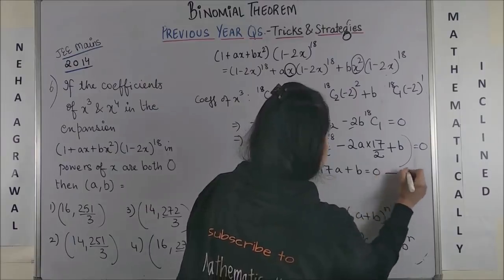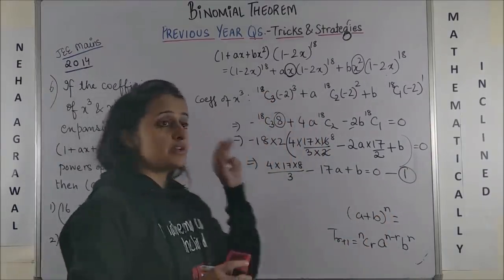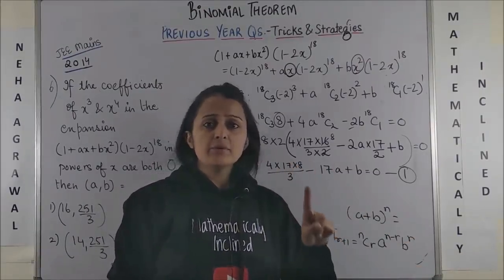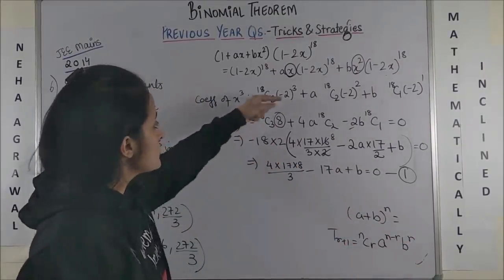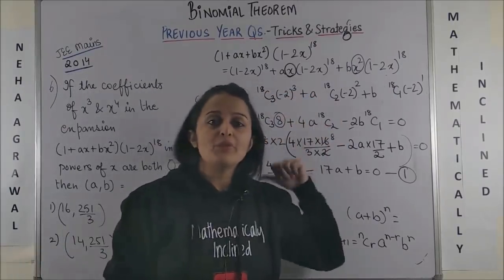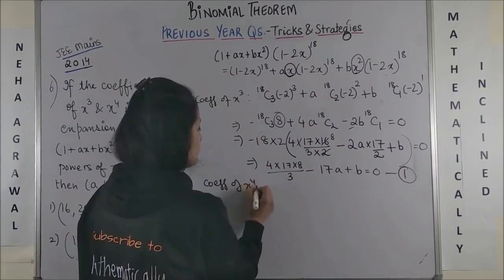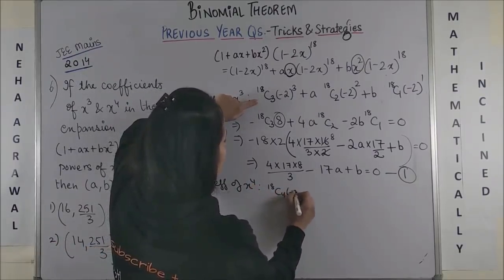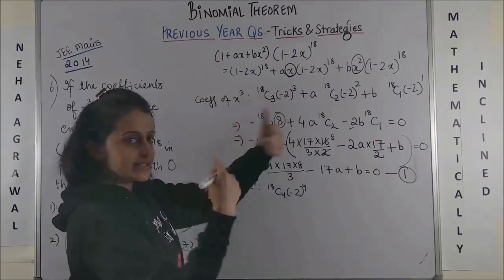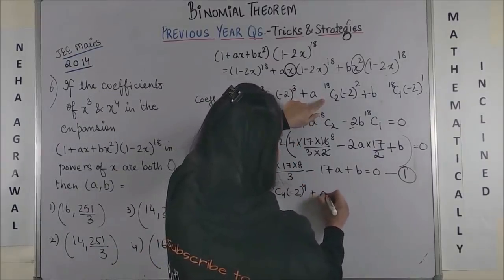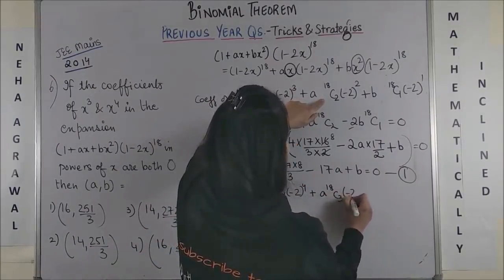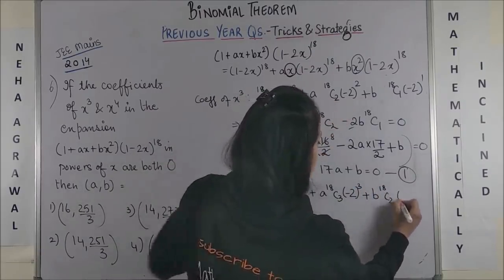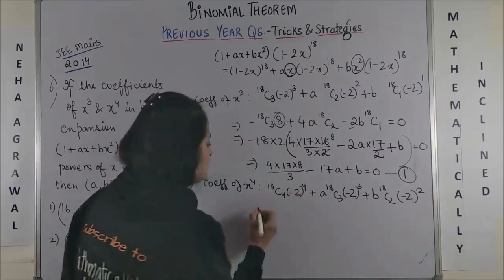That's equation 1. Now same way, making use of the coefficient of x raised to power 4, we'll get another equation. This time it won't be that difficult because it's only one power more than what we've already taken. So for the coefficient of x raised to power 4, I will get 18C4 minus 2 raised to power 4. I'm only increasing one power here, plus a into 18C3 minus 2 cube plus b 18C2 minus 2 square. So let's simplify this.